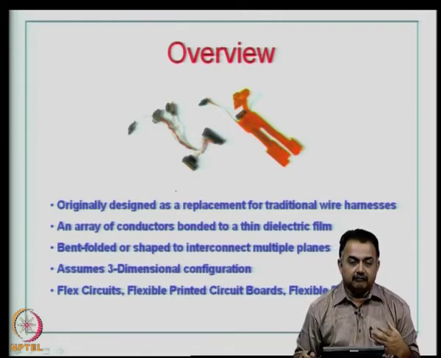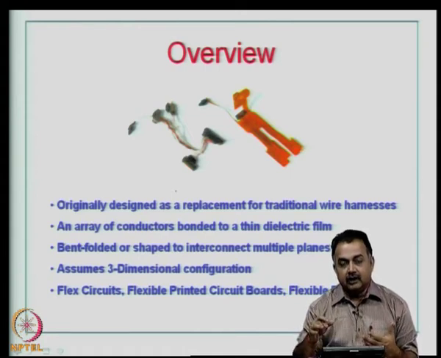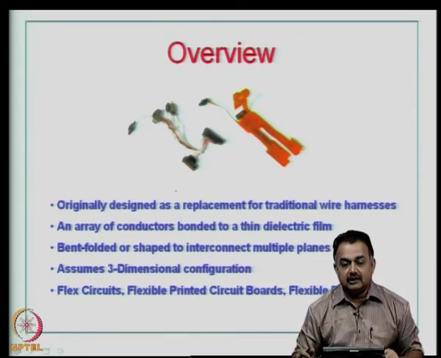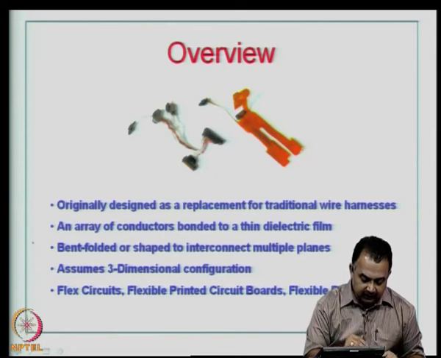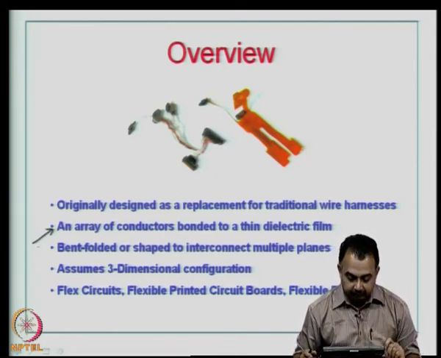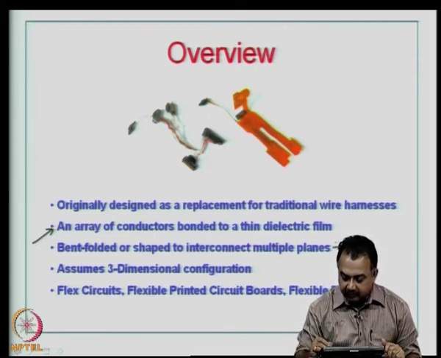Normally, if you look at a flexible circuit, you will see long conductor lines, and you will typically have two connectors at the end. So, basically it replaces wires, but they are in an ordered format. You will see an array of conductors bonded to a thin dielectric film. It is bent, folded or shaped to interconnect multiple planes.